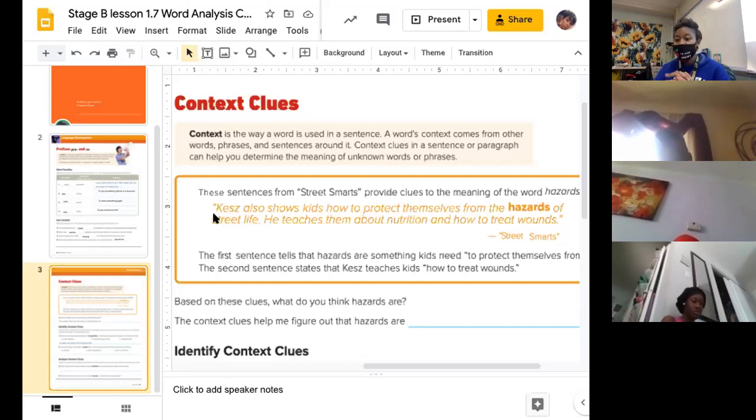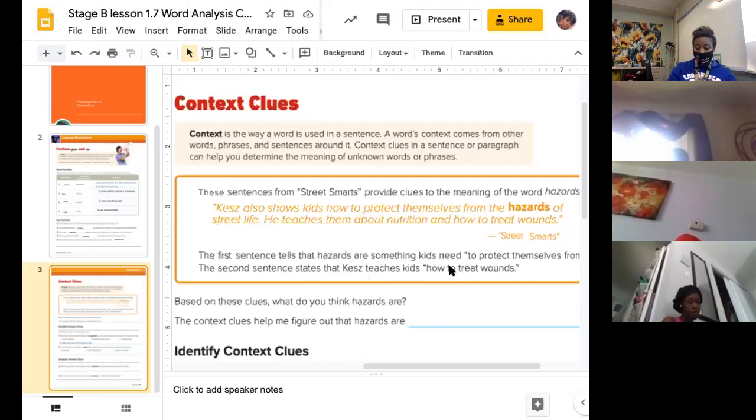When we are using context clues, there are 4 things that we need to do. First, we need to identify the part of speech. Then we identify the qualities of the word that we don't know. Then we identify words around the unfamiliar word that might give a clue to its meaning. And then we put the clues together. We're going to do those steps to try to figure out this bold word, hazard. The first sentence tells us that hazards are something kids need to protect themselves from. The second sentence states that Kes teaches kids how to treat wounds.